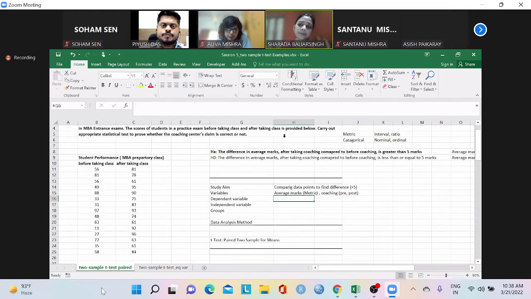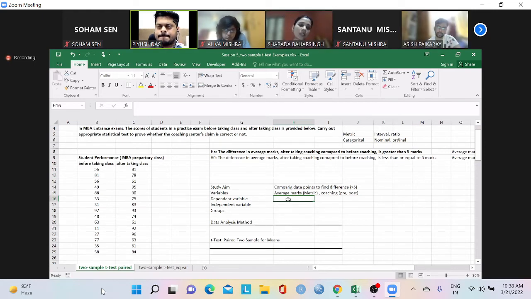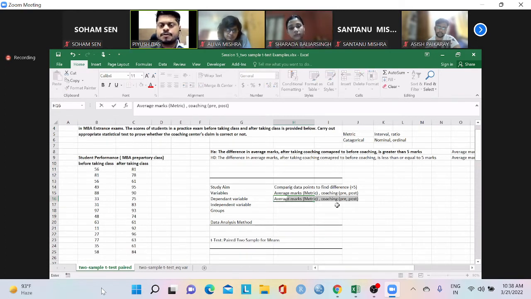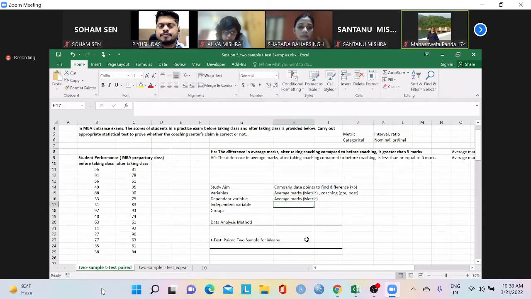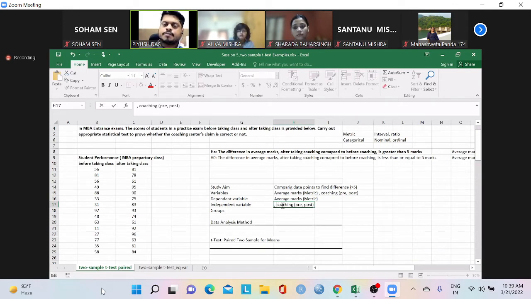Yes, sir. What is my dependent variable? Average marks. What is my independent variable? Coaching. So see here, nowhere is it written that average marks is dependent. If you look into that statement, nowhere is it written. But why are we comparing? We believe that by taking that coaching, students are improving their performance, or there is no change in performance, whatever may be the case. We're trying to test that.